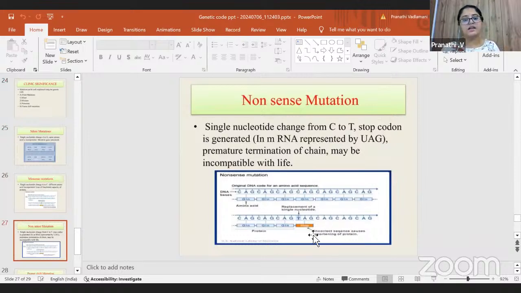Nonsense mutation, again, you have the production of a stop codon being generated. So prematurely, the protein synthesis is stopped, and because of which you have an incomplete protein formed.